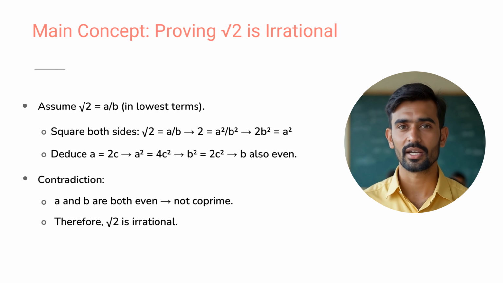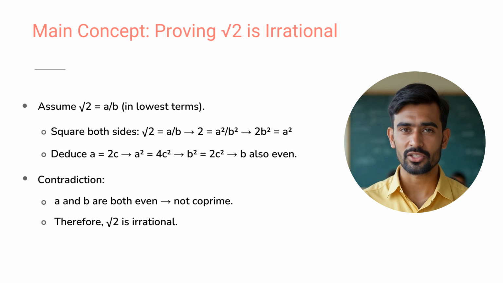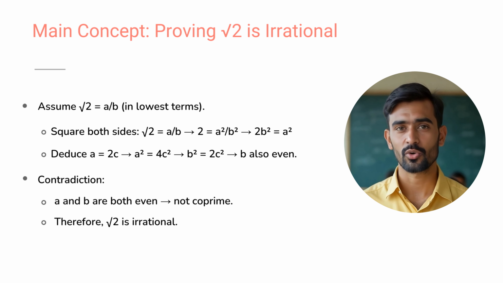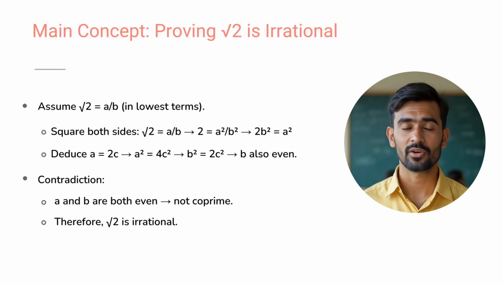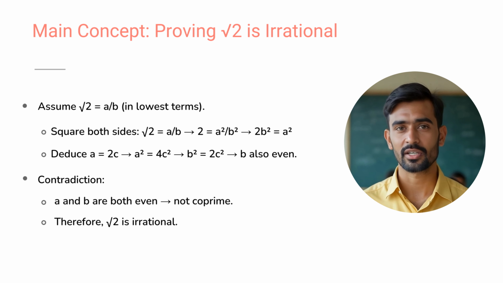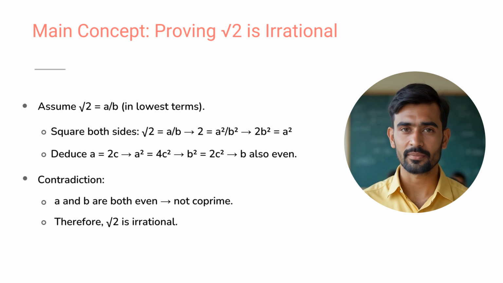This is done using a clever strategy called proof by contradiction. We assume something is true and then show it leads to a contradiction. Step 1. Suppose square root of 2 is rational. That means we can write it as a fraction a divided by b, where a and b are coprime integers. They have no common factors.